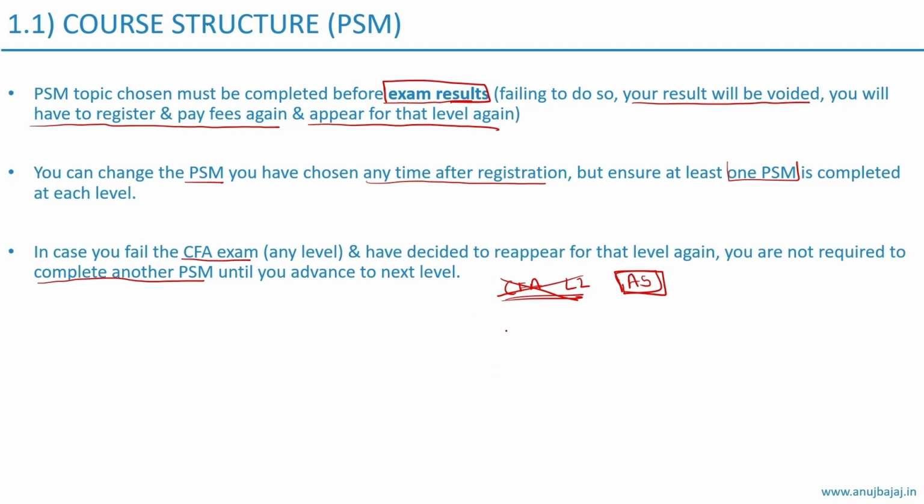Only when you complete Level 2 and move to CFA Level 3, at CFA Level 3 again you need to complete one Practical Skills module. So you are not required to complete another PSM if you fail the particular CFA level.